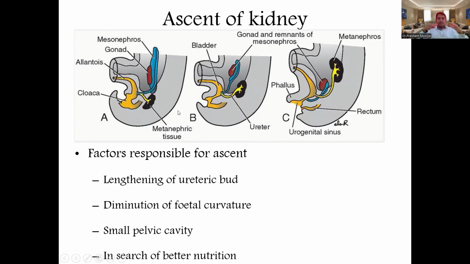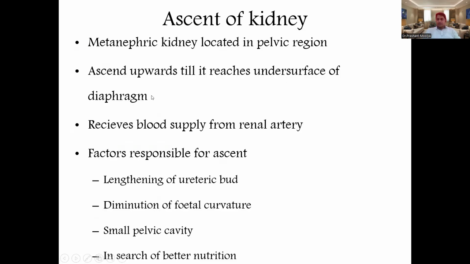Better nutrition in the sense that it carries blood supply from multiple sites as it is ascending. When it is ascending, initially from the median sacral artery, it then gets its blood from the internal iliac and external iliac artery, common iliac, then from the abdominal aorta, till it reaches the surface of the diaphragm, where it gets in closer relation with the suprarenal gland and receives its blood supply from the renal artery.